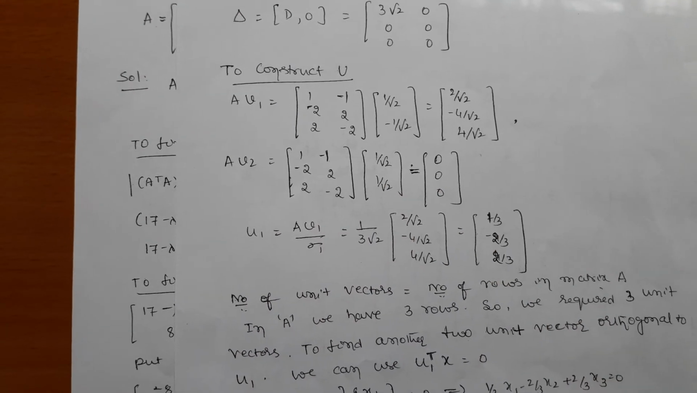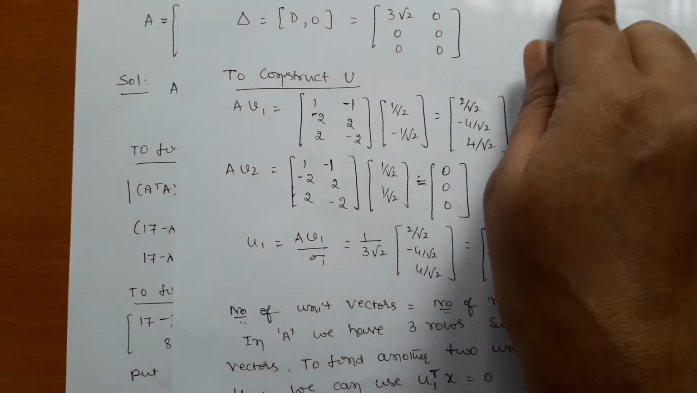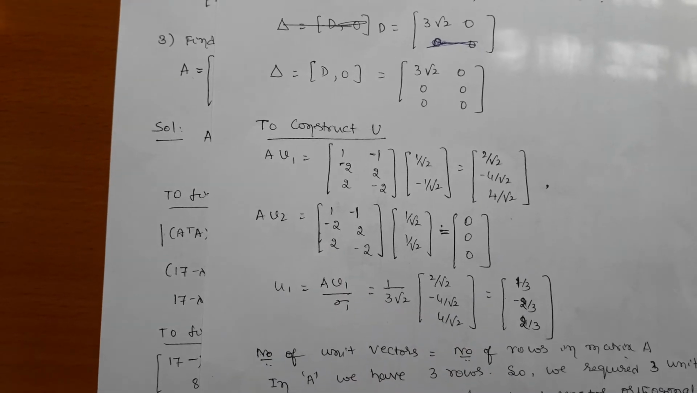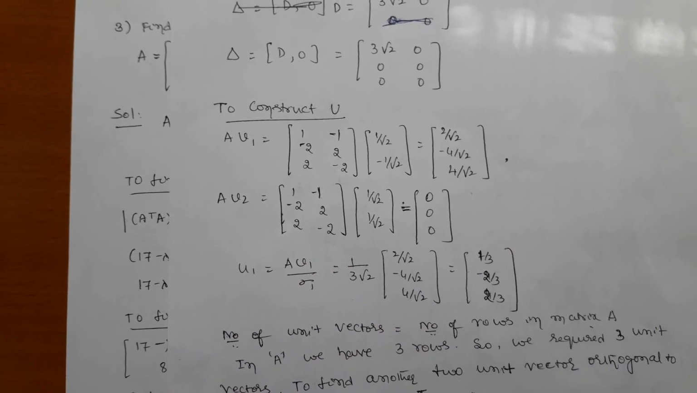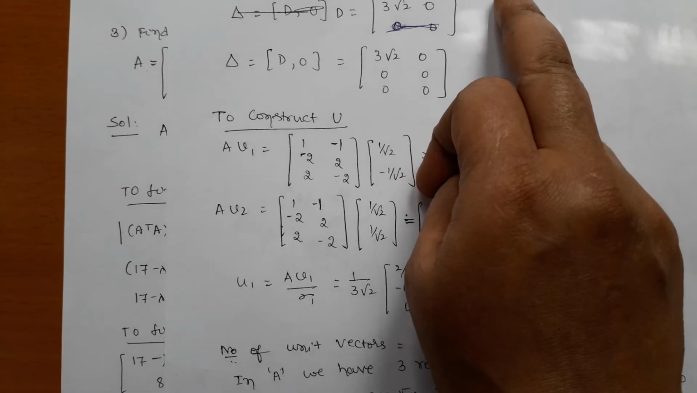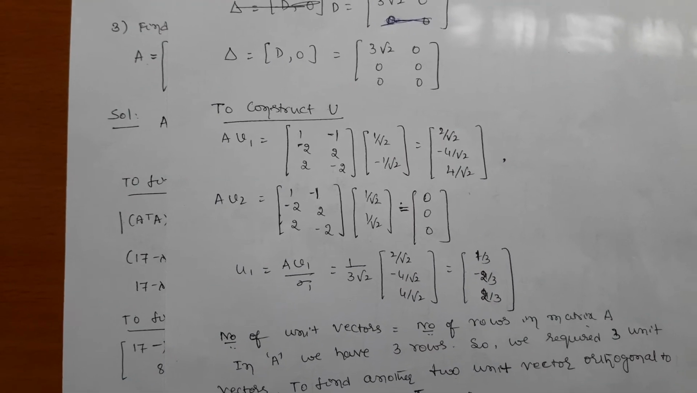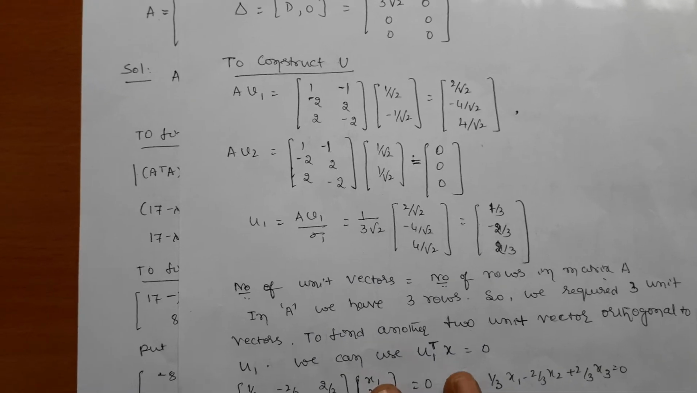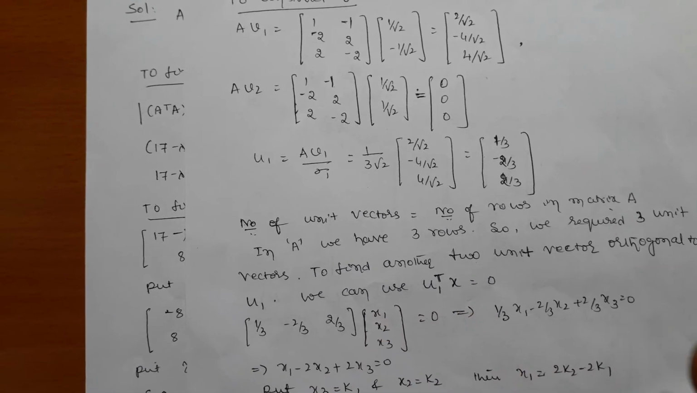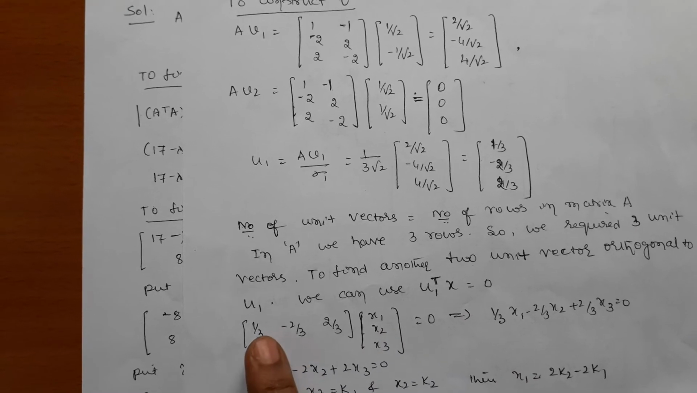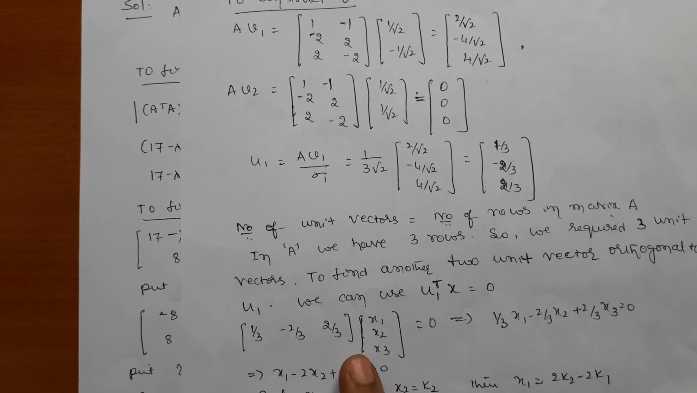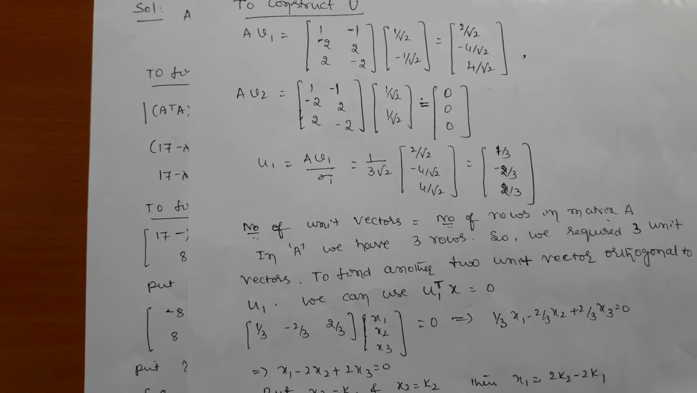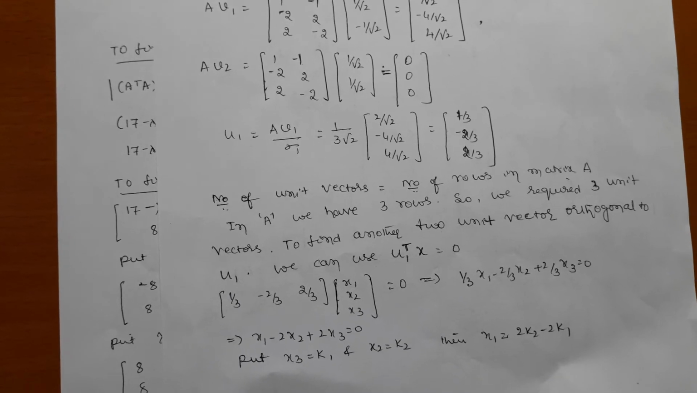Definitely it is not equal to 0, and we also can't proceed because sigma 2 is 0. That's why here itself we get AV2 must be 0. AV2 is 0, and 0 divided by 0, what do we get? Indeterminate form. You can't find our u2. We only get u1, which is AV1 by sigma 1. But how many rows do you have? 3 rows. The number of unit vectors u1, u2, u3 must be equal to the number of rows in matrix A. Therefore, A having 3 rows requires 3 unit vectors.